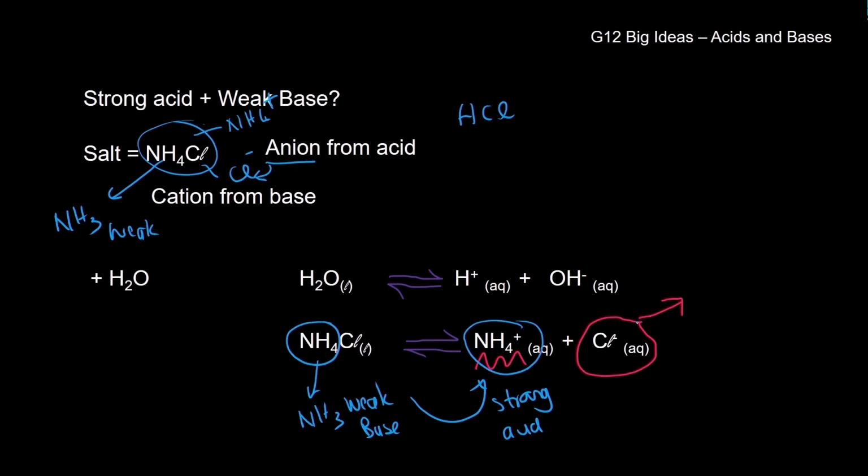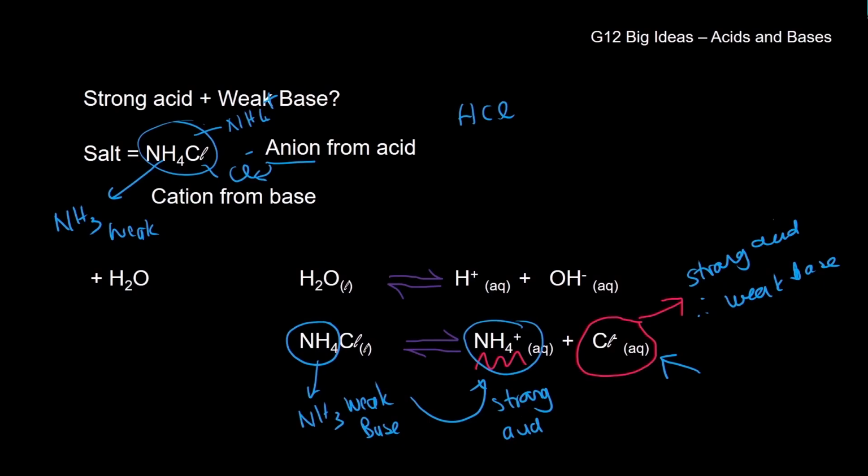The chloride ion comes from a strong acid, and therefore it is a weak base. So it is not going to do anything. It likes being in that form. Weak base means taking on a proton. It's not going to do that. It's weak. It likes being in its ionic form. But what about this ammonium ion?